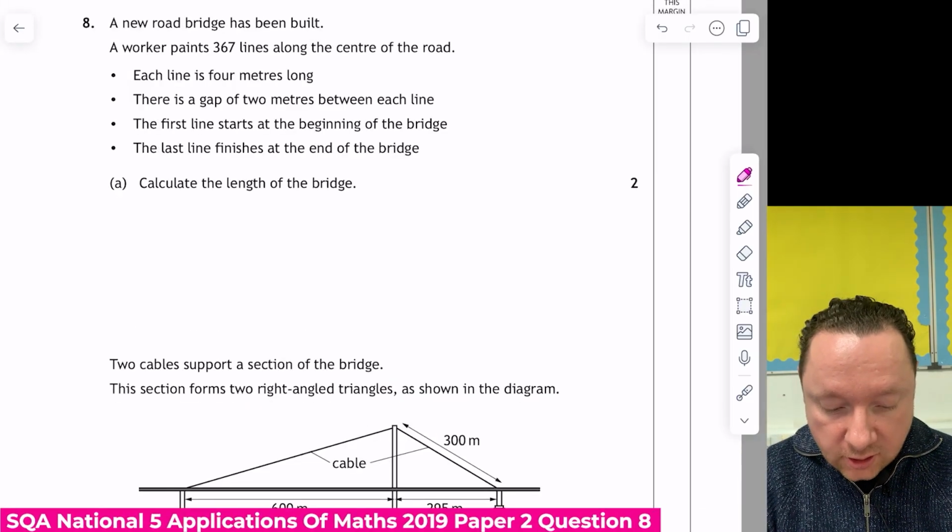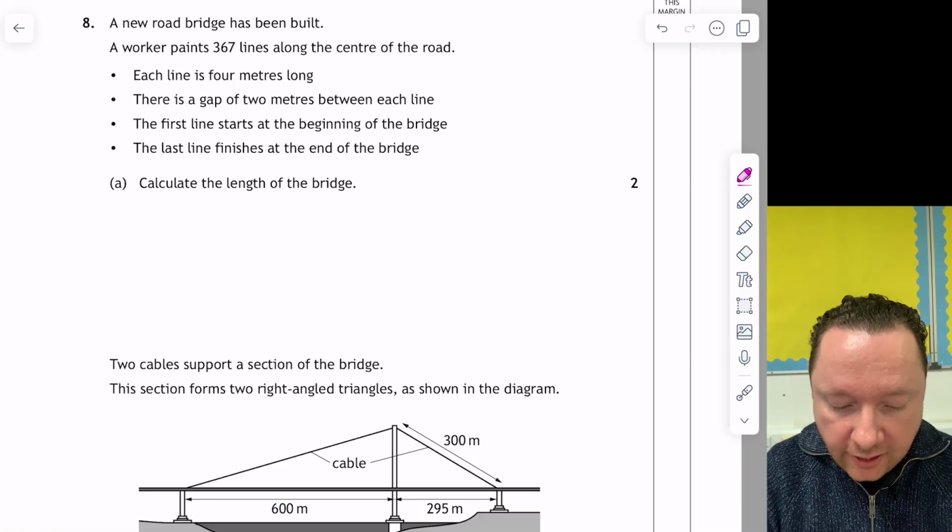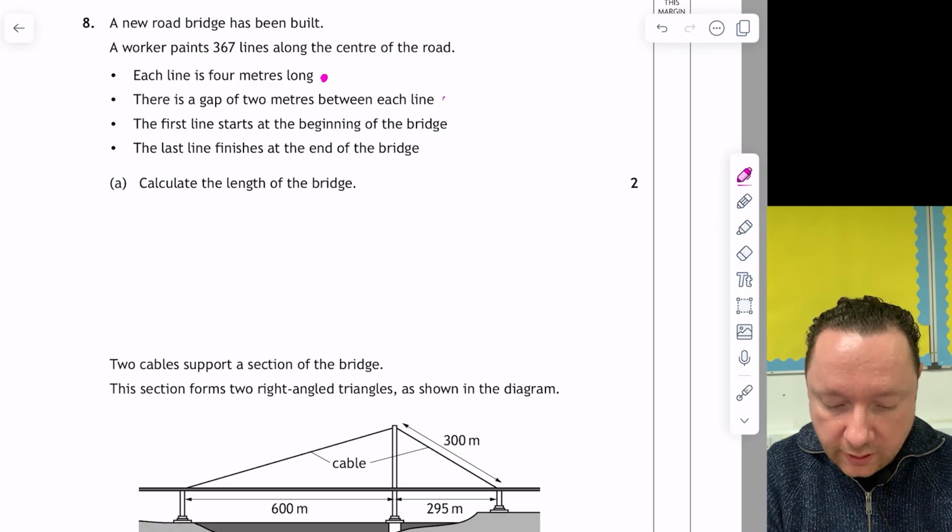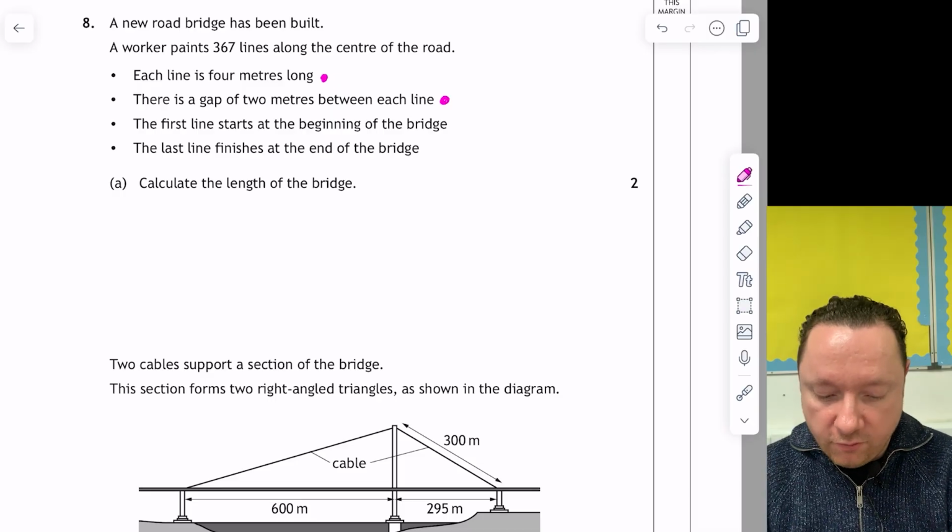Thanks for being asked, 5 applications of maths, 2019, paper 2, question 8. A new road bridge has been built. A worker paints 367 lines across the centre of the road. Each line is 4 metres long. There is a gap of 2 metres between each line. The first line starts at the beginning of the bridge and the last line at the end. Find the length of the bridge.